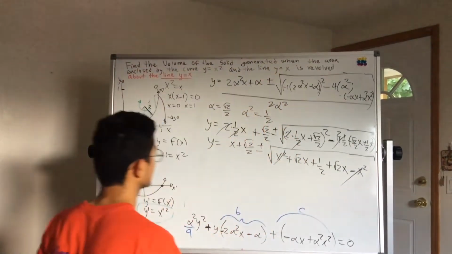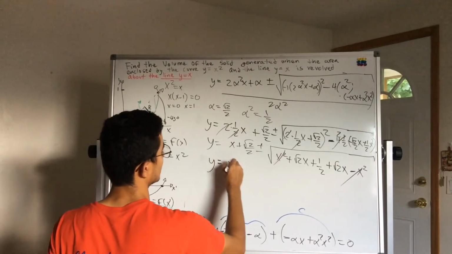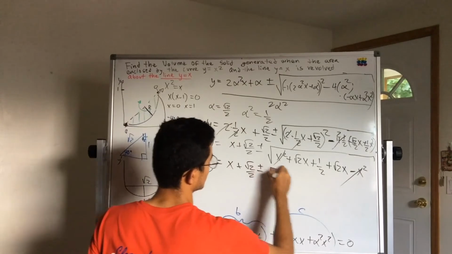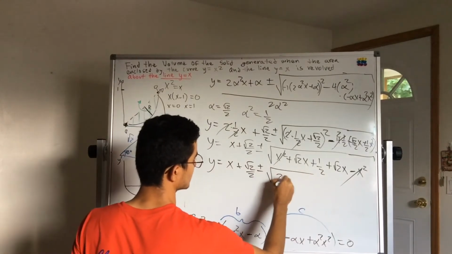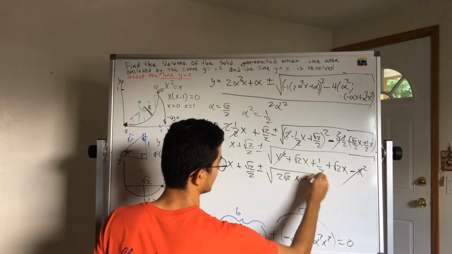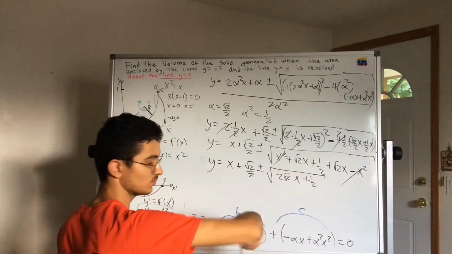So let's go ahead and find the common denominator of that. So we have 2 root 2x plus 1 half. We could find the common denominator by multiplying this by 2 over 2.